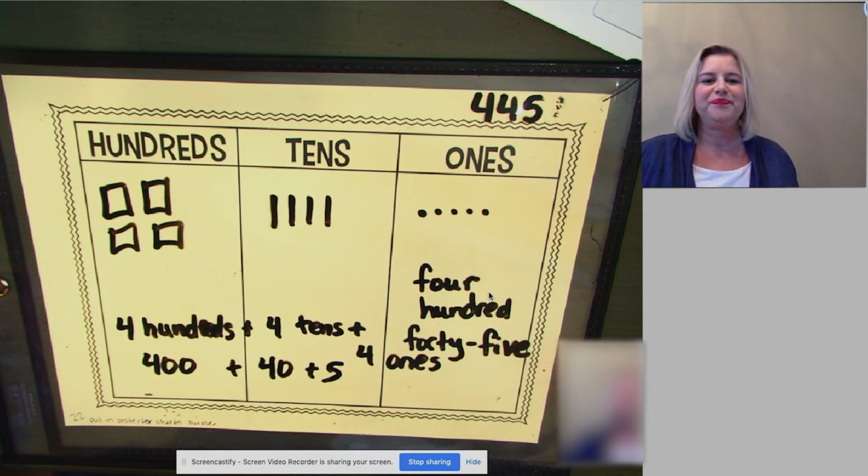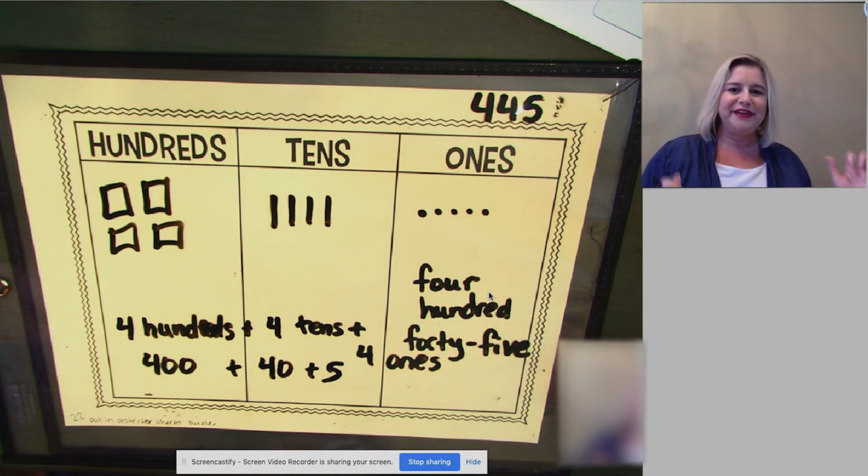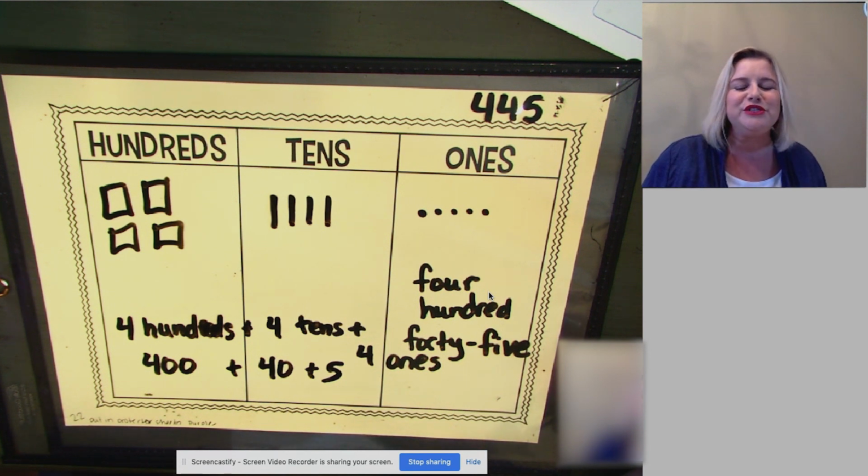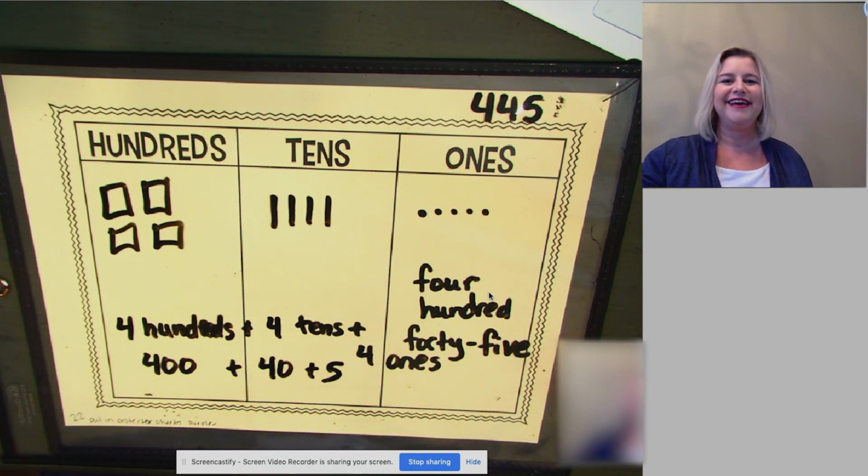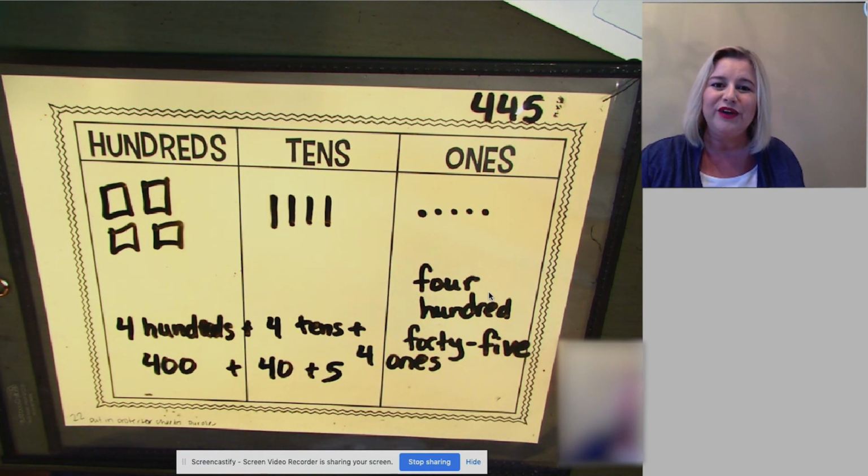Excellent job. Now, remember, our goal for today is to represent 3-digit numbers in one way on our place value mat. How do you think we're doing towards our goal? I agree. I think we're doing a great job. Now, I want you to turn and tell a family member, an adult, or a friend in your home how we're meeting our goal.